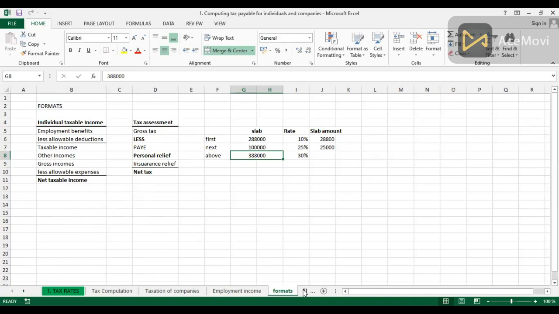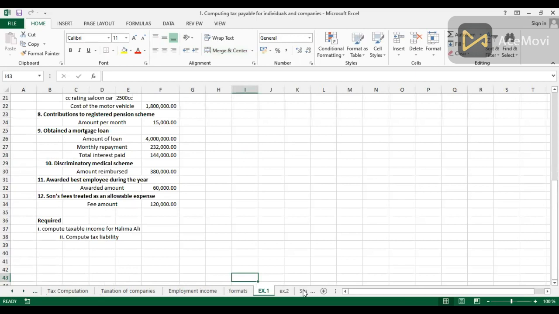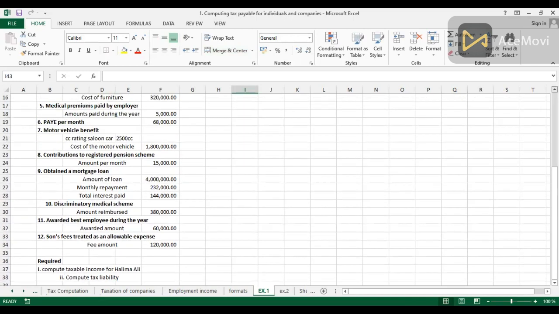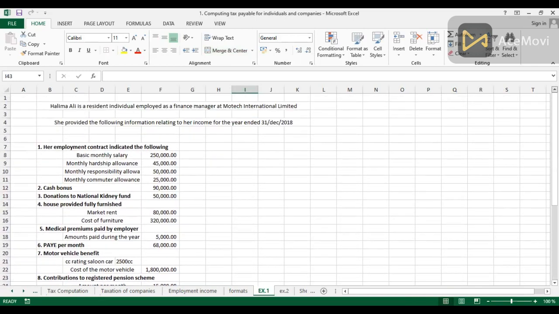So we'll go to our first example, straightforward, and we see it. So it reads this way. Halima Ali is a resident individual employed as a finance manager at Mortgage International Limited. She has provided the following information relating to her income. So we'll go straight forward to start answering it, but you can also read through.